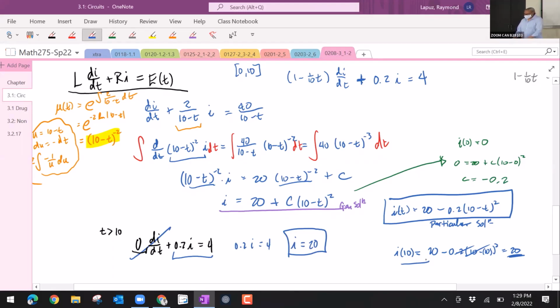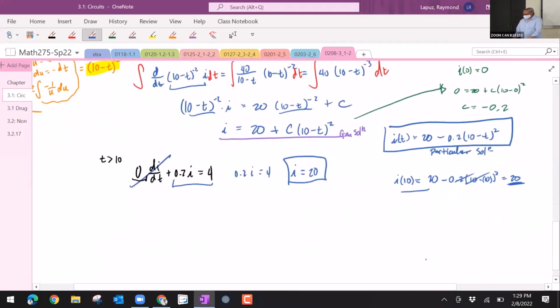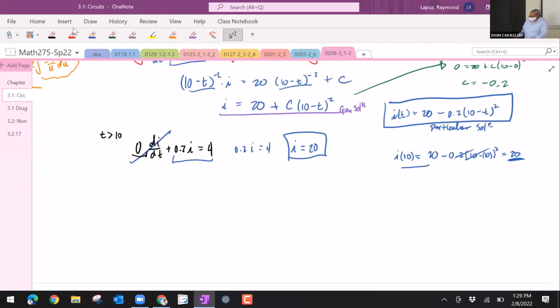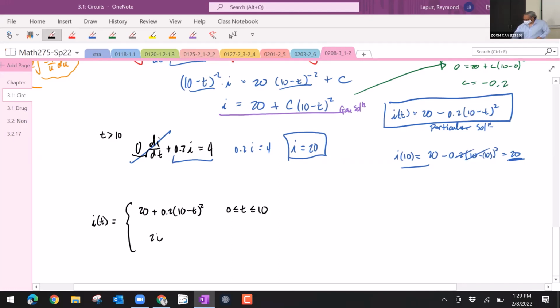All right, so I think we have our answer. Our answer will be a piecewise function. Your current will be given by 20 plus 0.2 times (10 minus t) squared, as long as you're going between 0 and 10, and then constant 20 when you're bigger than that. Okay?